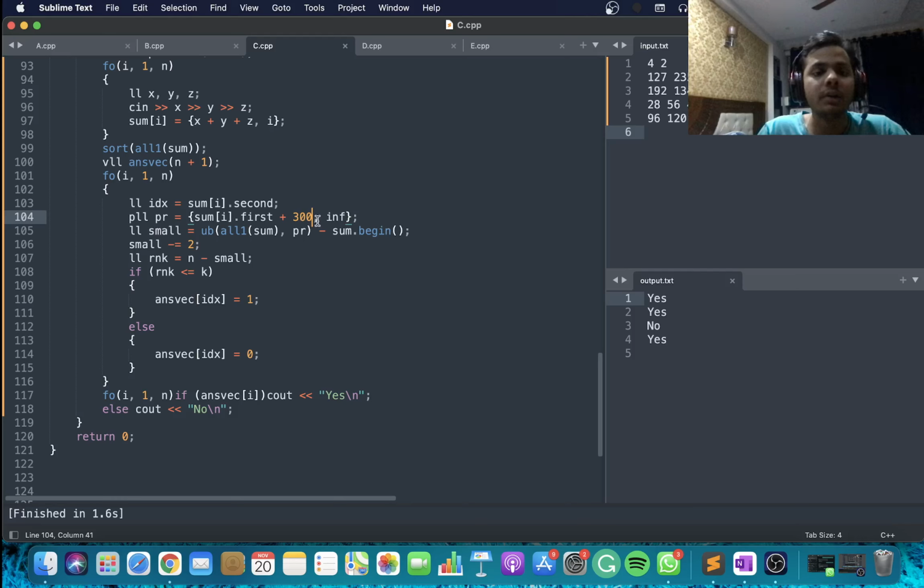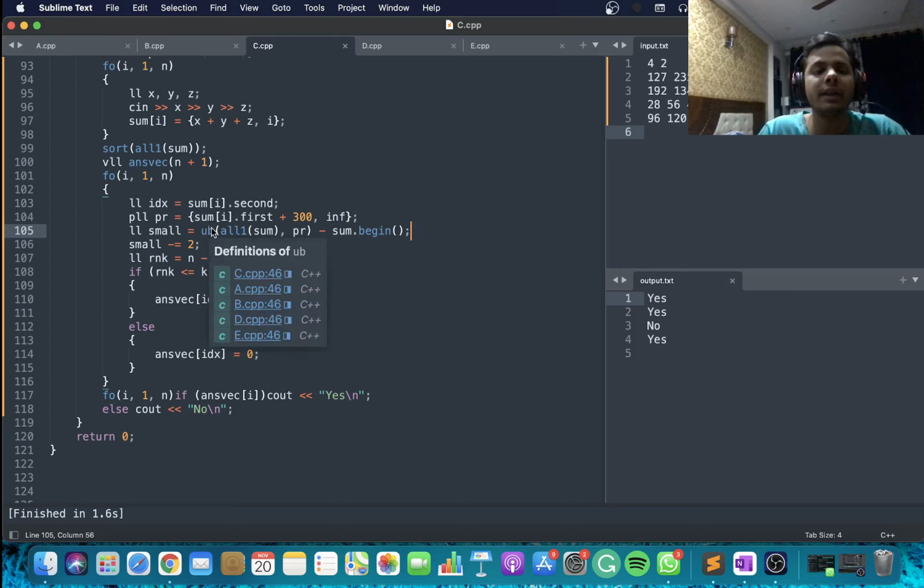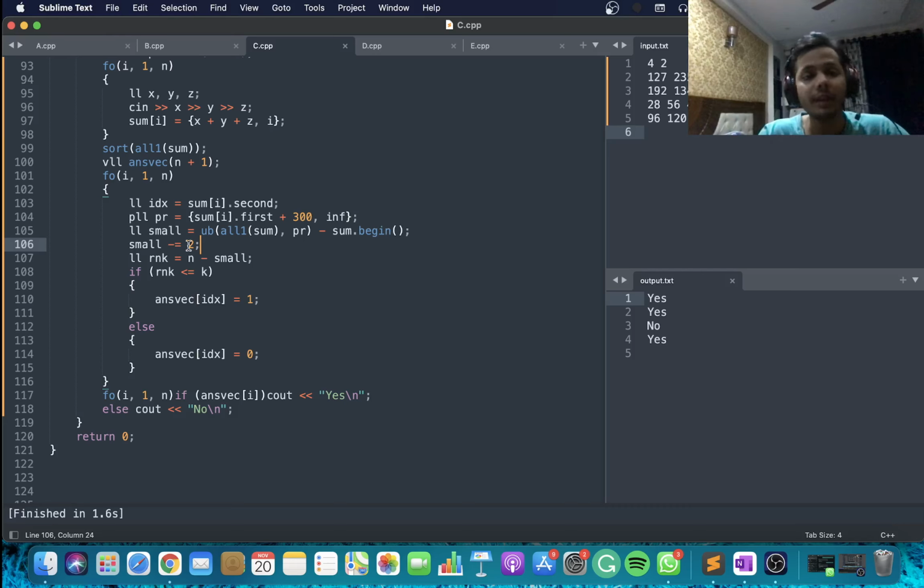To elaborate on this, small right now stores the number of people who have scored less than or equal to me, but that also includes me, right? That is why I'm doing small minus equals 2. The small minus equals 1 is done because this upper bound is calculating the required value plus 1, so obviously I have to decrease it by 1. But even then, small will contain me, and I don't want myself to be included. So I am decreasing small by 2, and then my rank will be just n minus small.